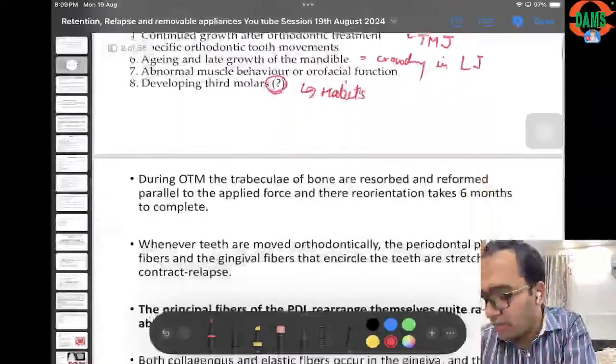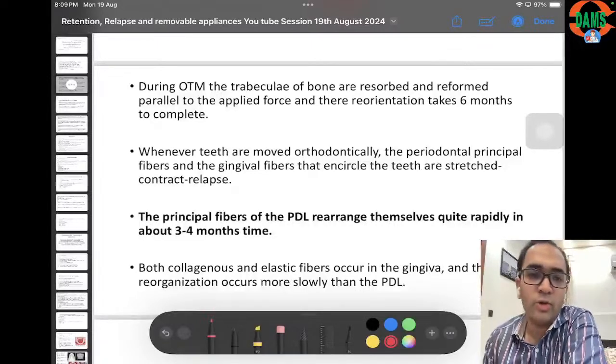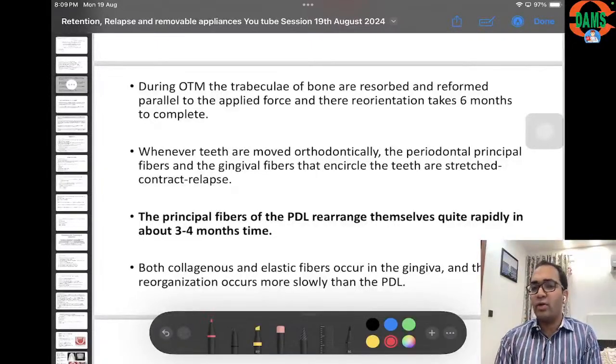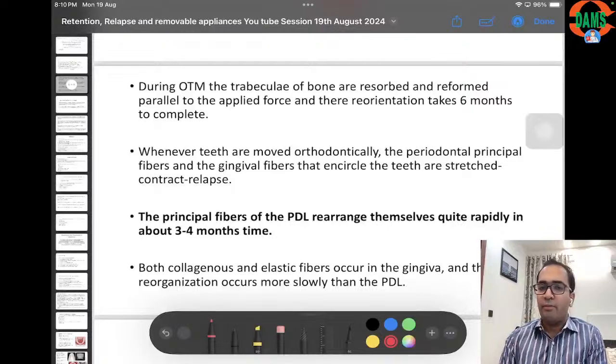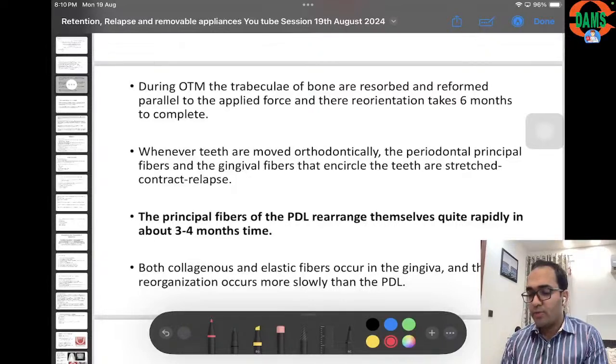So beginning with the fibers. Firstly, during the orthodontic tooth movement, the trabeculae of the bone, as we all know from our biology of tooth movement, are resorbed and reformed parallel to the applied forces, and their reorientation takes approximately 6 months to complete. So whenever teeth are moved orthodontically, the periodontal principal fibers and the gingival fibers that encircle the teeth are stretched and contract and relapse.